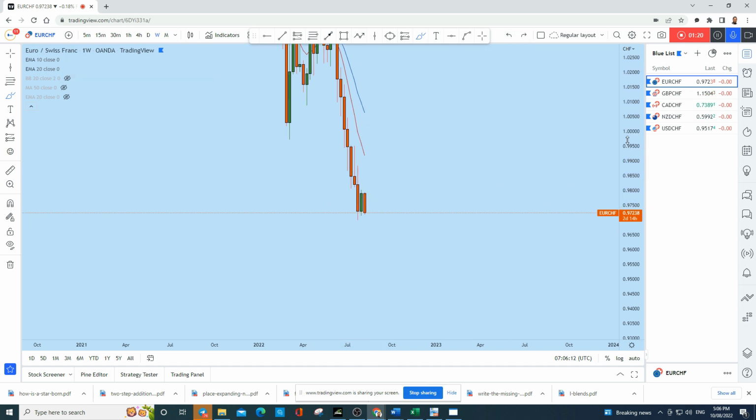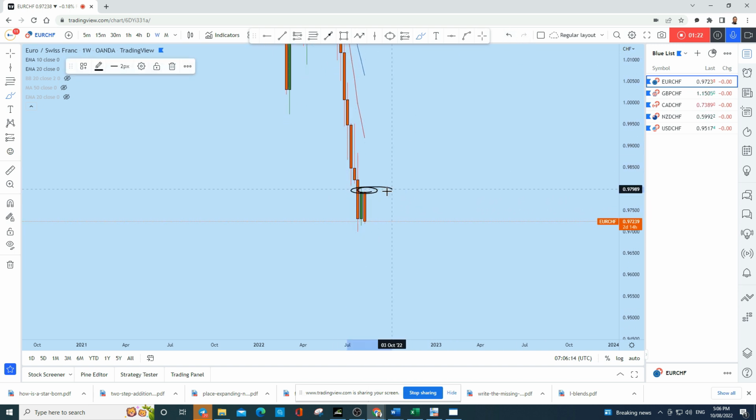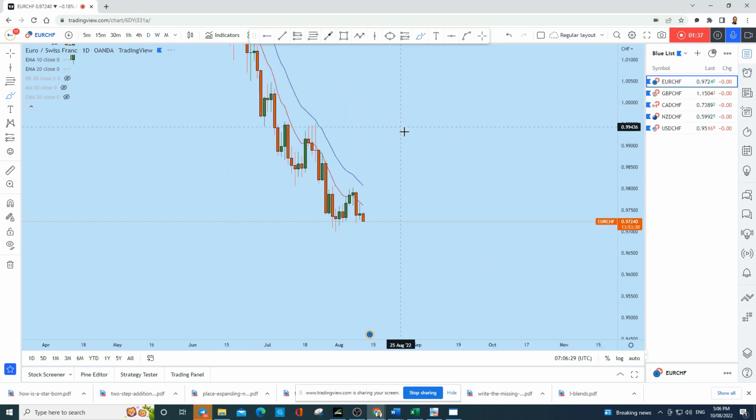So we see that as soon as this market opened this week, the buyers couldn't even move past the previous week's high, couldn't break the high. Instead, we have seen that Euro CHF strongly started to drop at this point. So we see that the price is dropping and we could see a further drop on this instrument.